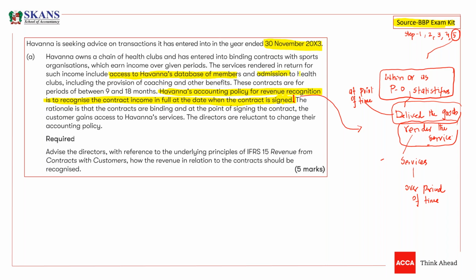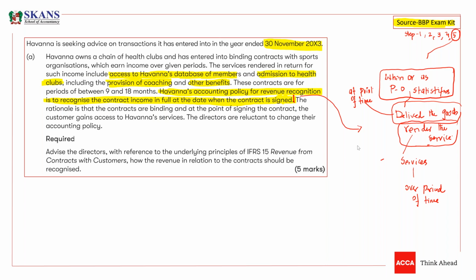The second thing is that they can be admitted to the health club and use the health club facilities, including the provision for coaching. It means we will provide them coaching service as well as other benefits. So we can say there are four POs. Like the H database, we are giving them access, and the other one is a facility of the health club, including coaching and other benefits.